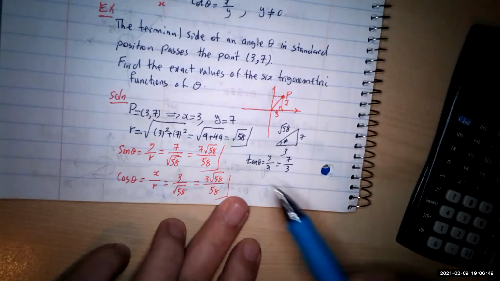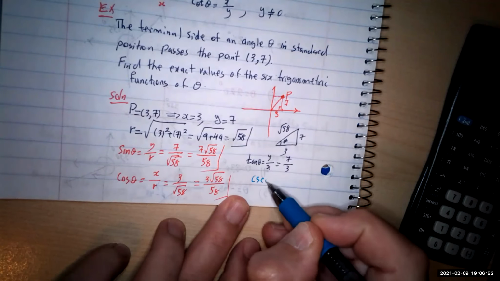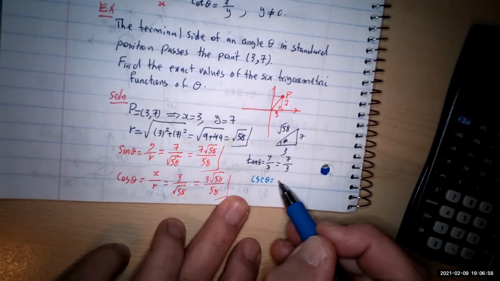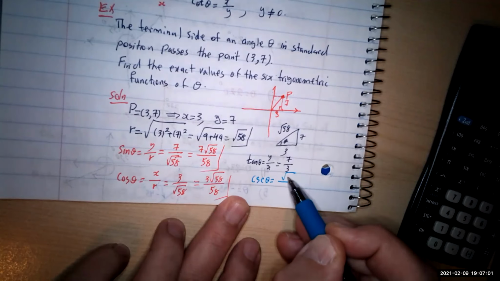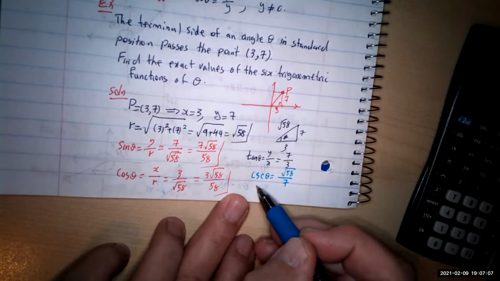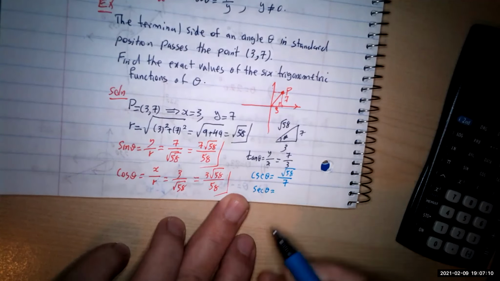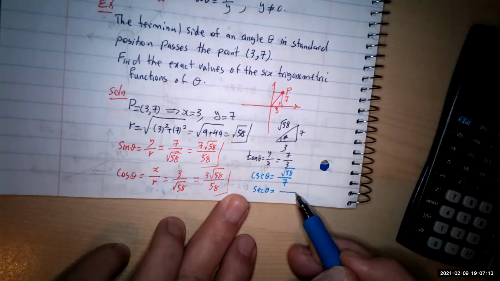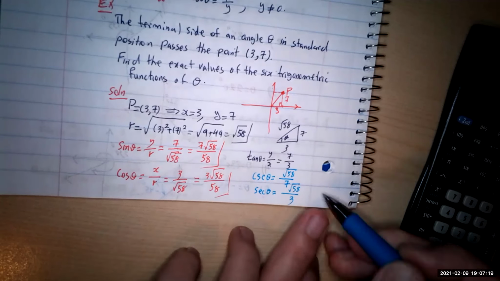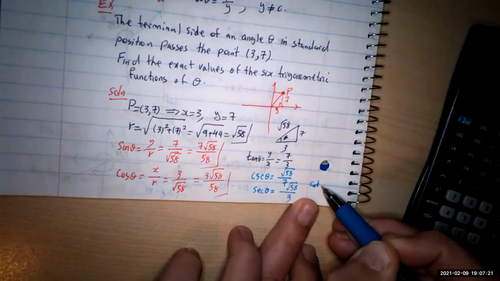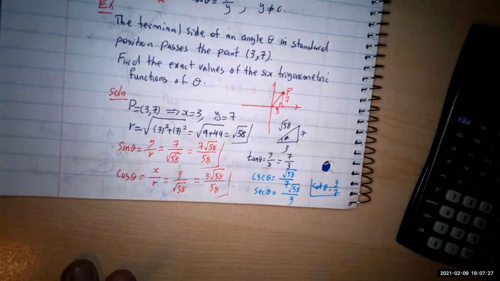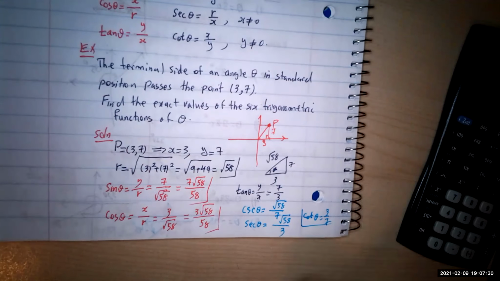Reciprocal of the sine would be cosecant. Cosecant of theta. Use this one so that you are not going to rationalize it. So that's going to be radical 58 over 7. That's the cosecant. Secant, the reciprocal of the cosine, gives you radical 58 over 3. And the cotangent is the reciprocal of the tangent, so the cotangent is going to be 3/7. And you're done. Not a big deal. Nicely done.